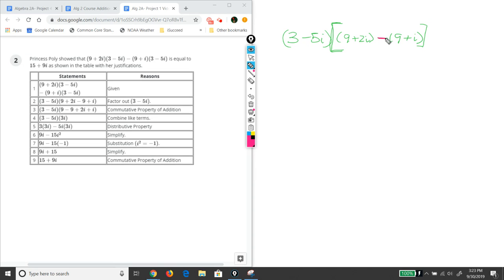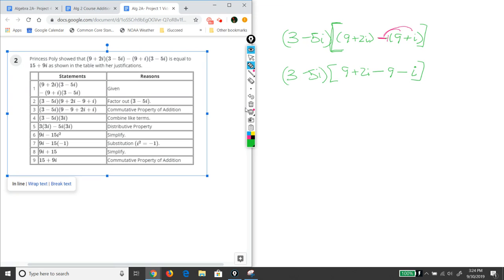This minus, I always forget. If you're like me, you forget to distribute that negative because it really is a -1. So that means that I would still have 3 minus 5i multiplying with 9 plus 2i minus 9 minus i. I automatically see a discrepancy: she has that plus i right here. So she forgot this step of distributing.